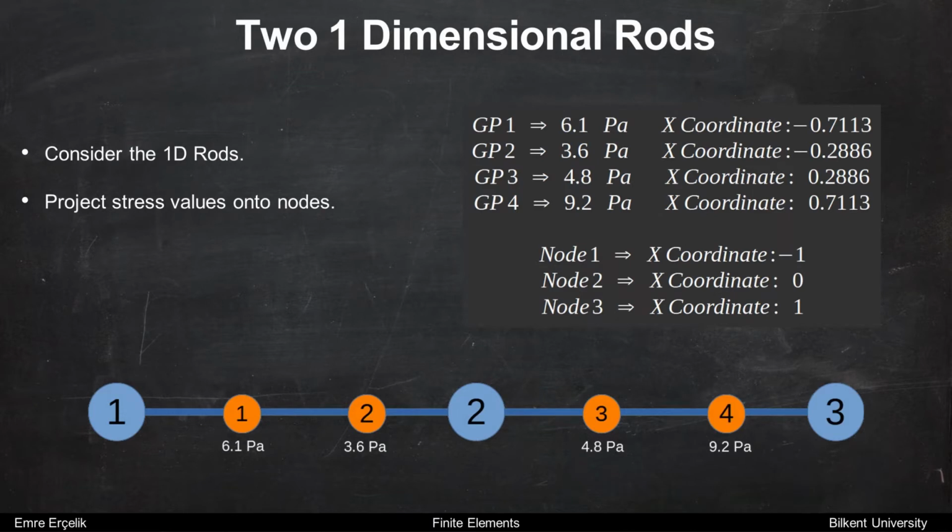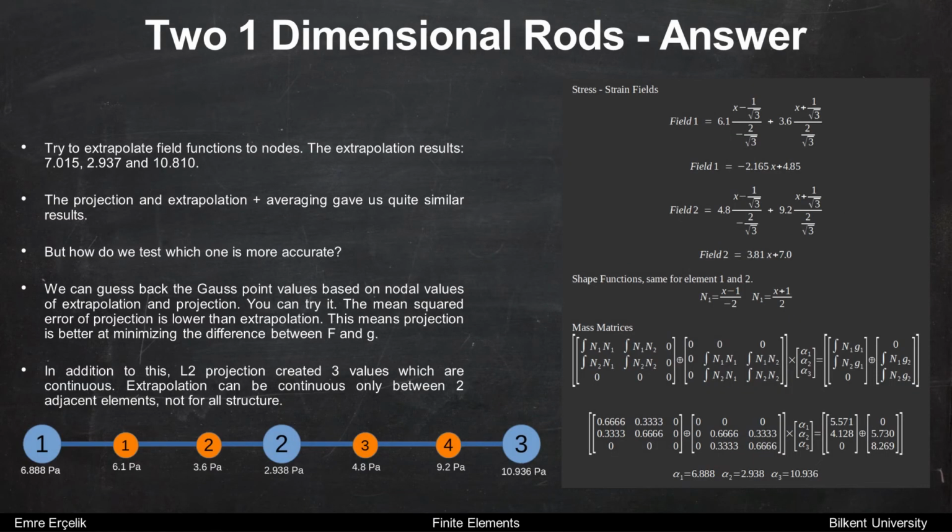The second example. 2 rods assembled from their tips. We will project the stress values on the nodes. We applied the same procedure as the first example. However, in this case we have 2 mass matrices and 2 force load vectors. The global system is 3 by 3. We have G1 and G2 in the force load vectors. They correspond to field functions of the elements.